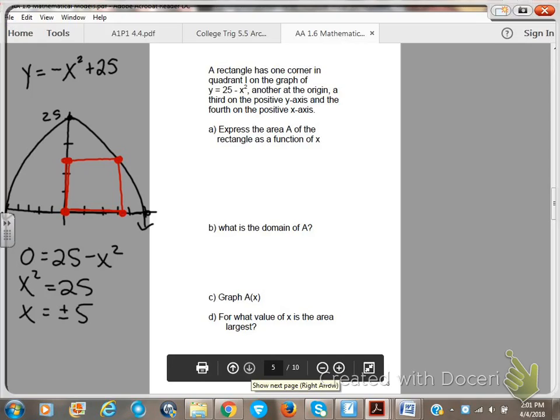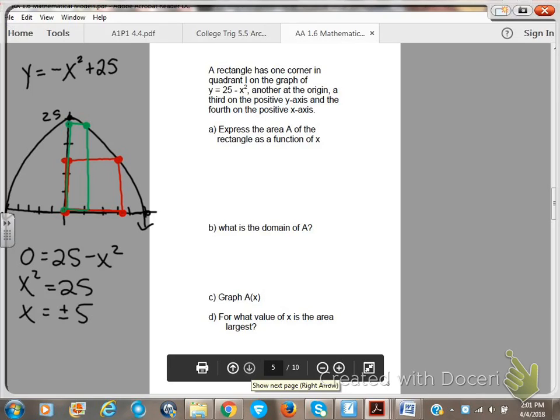Now, put your pencils down for just a moment and look up here. Well, I haven't finished drawing yet. Okay. I picked that point arbitrarily. I could have picked it to be way up here, and then my rectangle would look like this. But it would still be a rectangle in the first quadrant, on the parabola, on the origin, on the positive x-axis, on the positive y-axis.